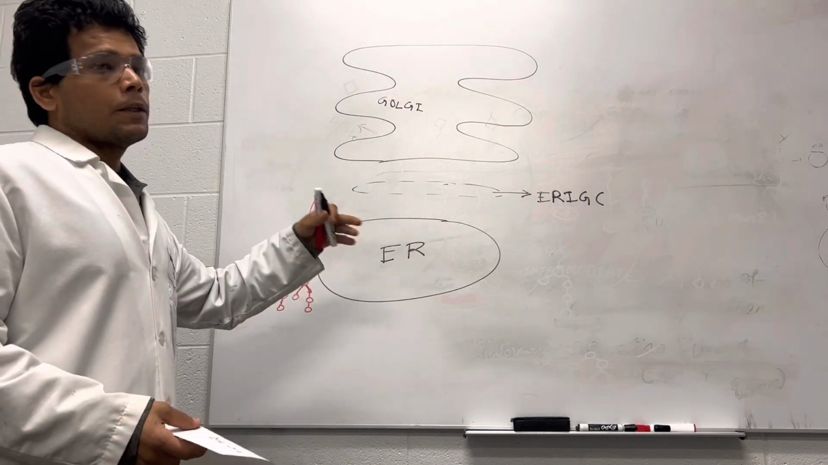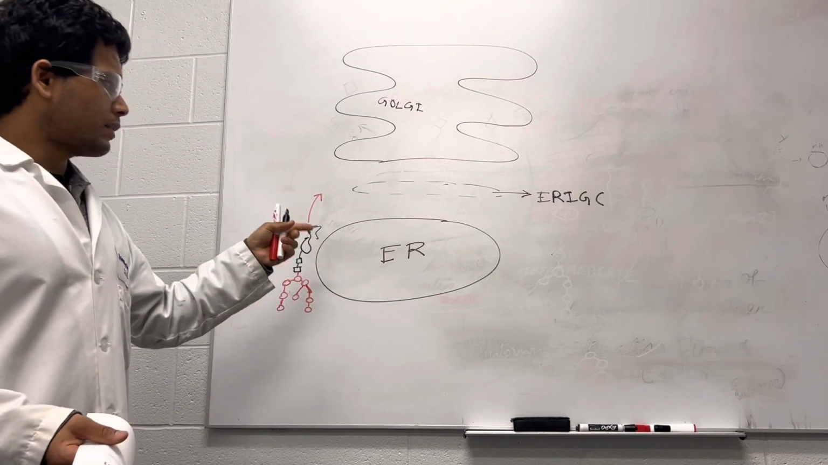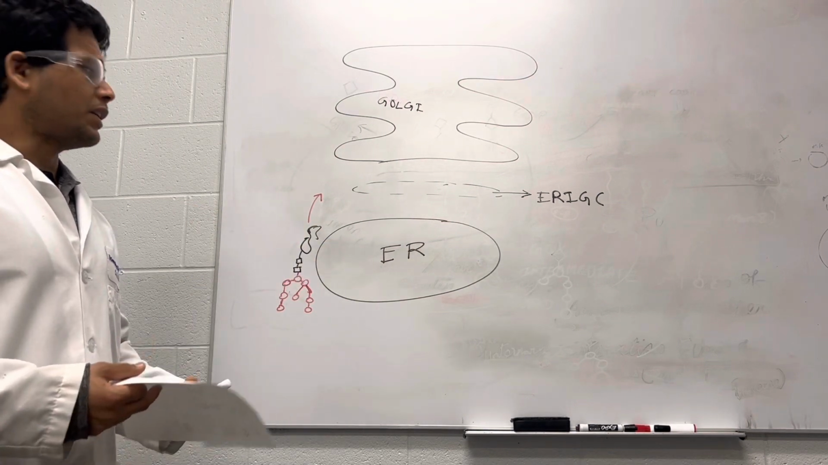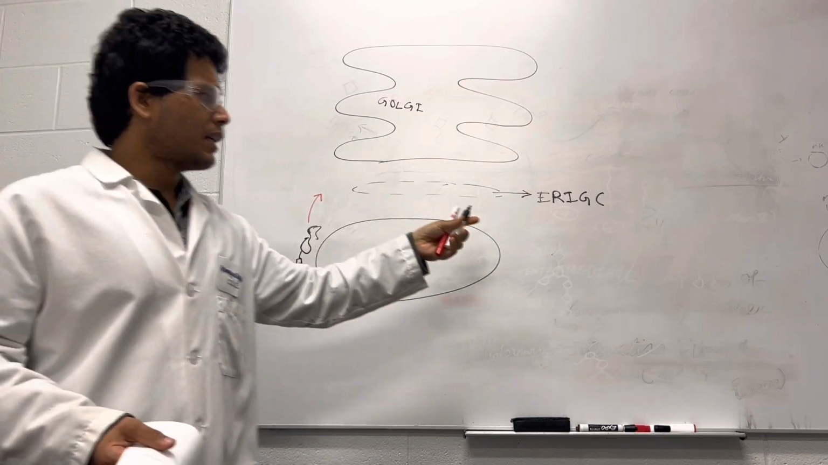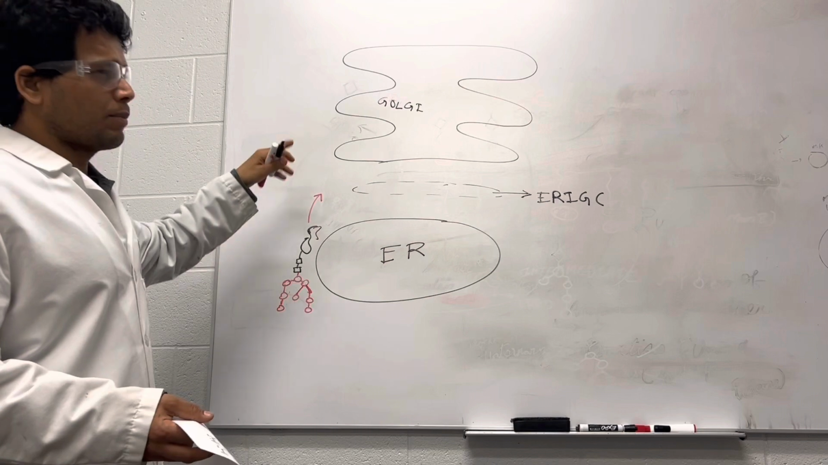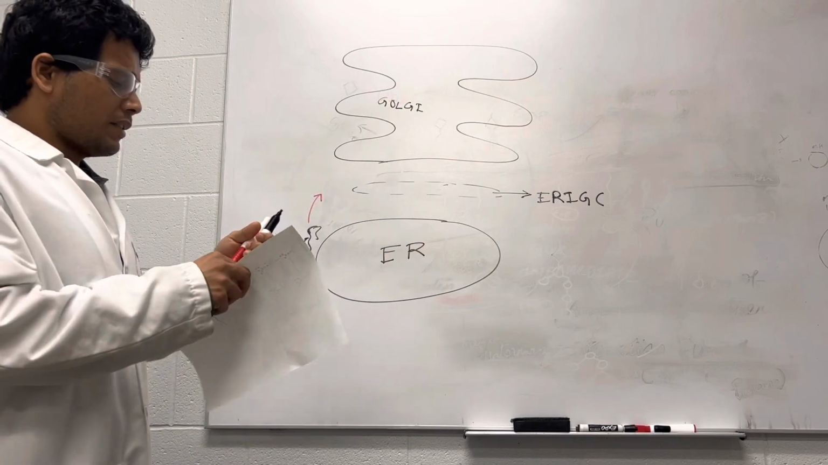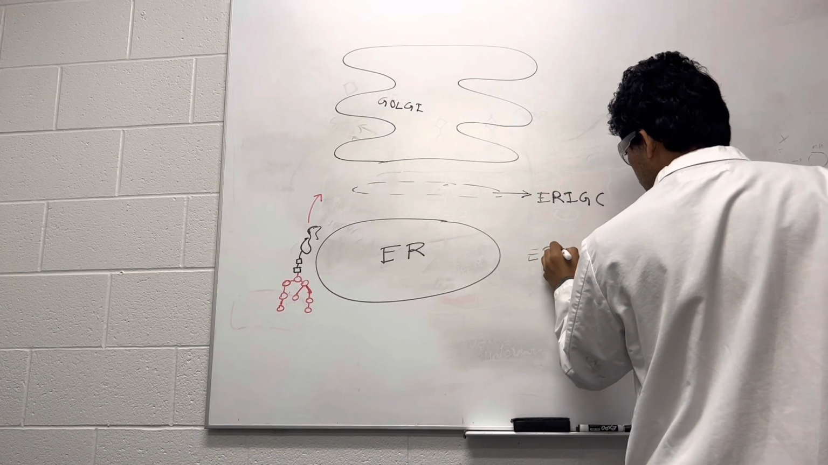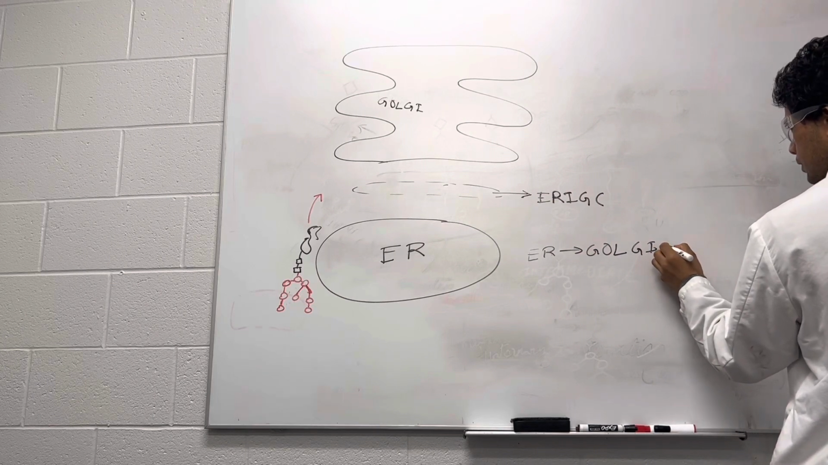After the protein is approved by this quality control mechanism of ER, it will then go towards Golgi via ERGIC. ERGIC is the endoplasmic reticulum intermediate Golgi compartment. The transport of protein between different organelles, for example from ER to Golgi, is done by COP2.